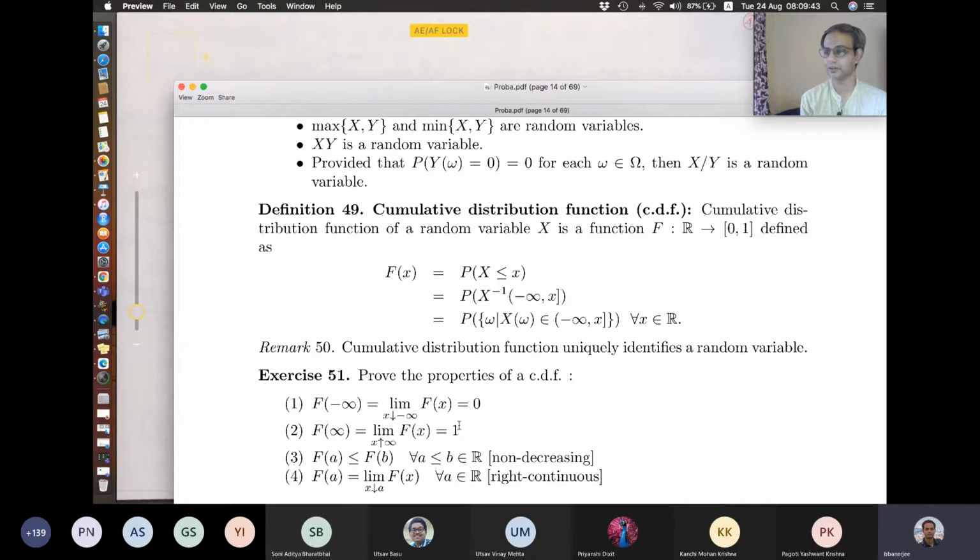Okay, so whatever we have learned, the CDF uniquely identifies the random variable, and we have seen these four properties. As x goes to plus infinity, it is 1; as x goes to minus infinity, it is 0; it is non-decreasing; and it is right continuous. We have also stated a special thing: if you have a function which satisfies all these four properties, then there must exist a random variable associated with it. That is what we introduced in the previous lecture.